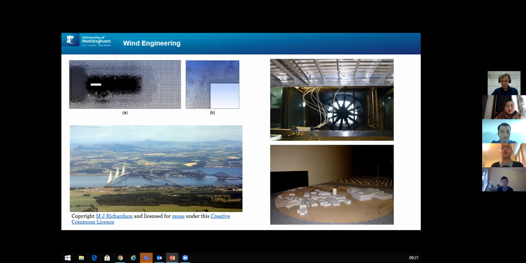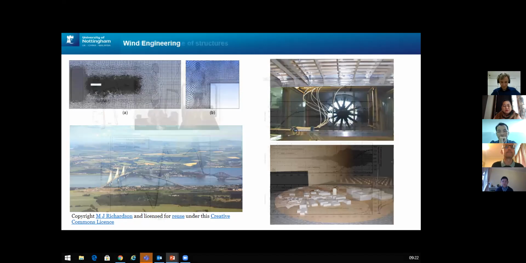So there's a section model of a bridge deck in the top and a model of part of our campus in our boundary layer wind tunnel in the lower image. And then on the bottom left, we're currently involved in monitoring the Forth Road Bridge, which is just north of Edinburgh in Scotland. So we look at full-scale wind engineering.